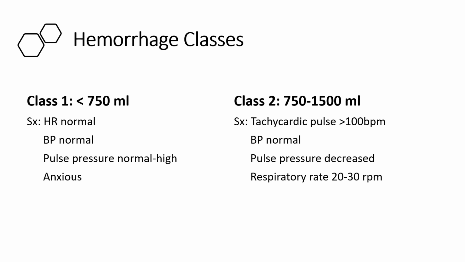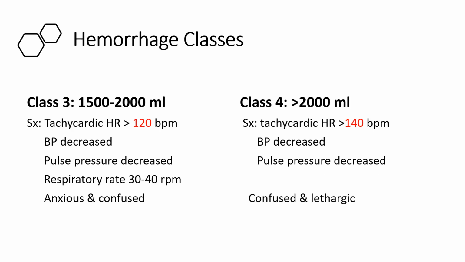Now, why does the blood pressure remain normal? Because tachycardia is a compensatory mechanism. The heart will beat faster to move blood around so that the blood pressure will remain normal, but this only lasts for a period of time. The heart is a muscle, and tachycardia is not sustainable over an extended period of time. The heart gets tired and the blood pressure will drop.